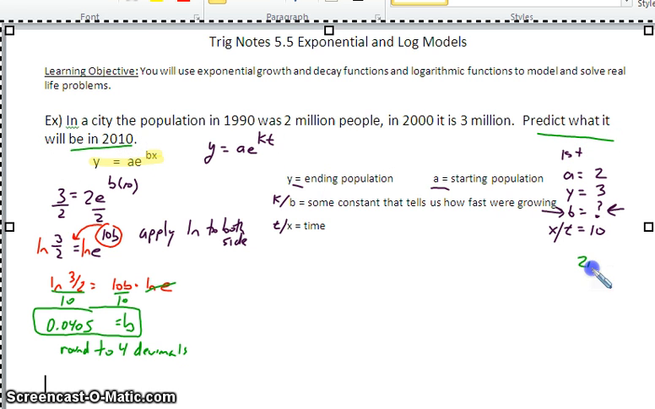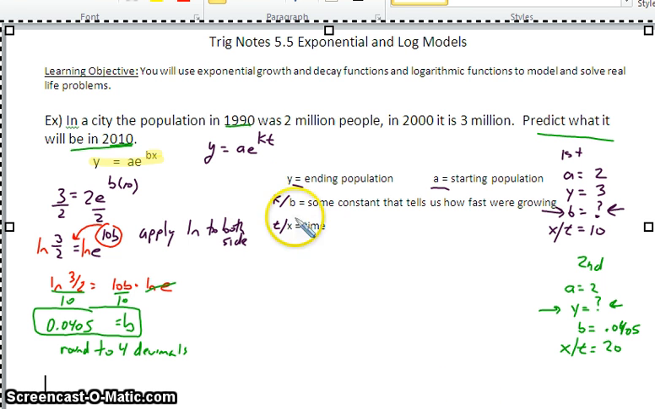So the second time that I do the problem, my starting population is still 2 million. I want to find the ending population. That's what I'm trying to find. I don't know what that is. My B now, my growth rate, is 0.0405. And my T is from the year 1990 to 2010. That's 20 years. So my time is 20, or I guess that's an X.